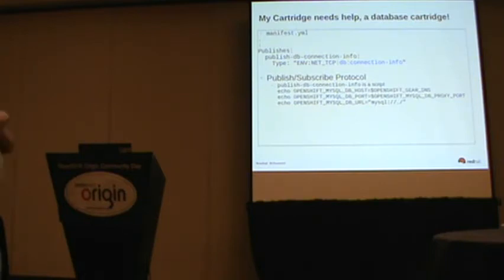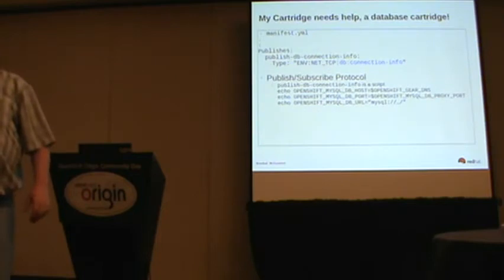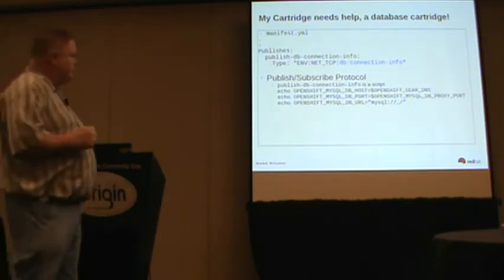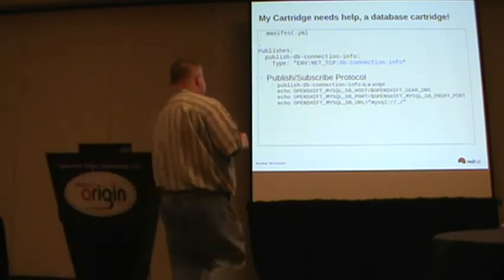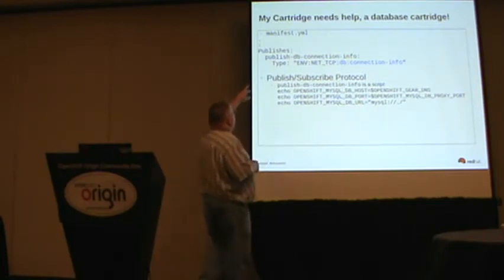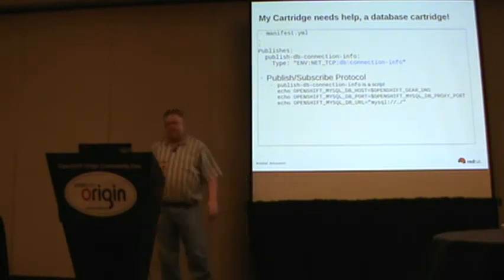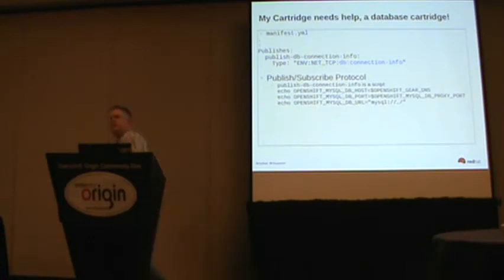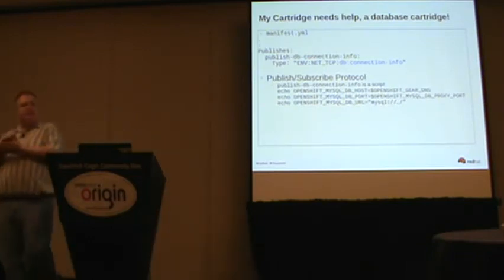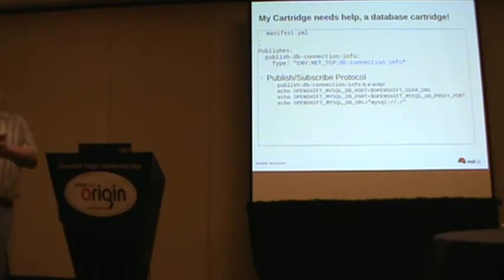We use a pub/sub model. The database cartridge has to be written to say, I want to publish some kind of information, and then we'll look on the other side, it's going to subscribe. When we publish, we have a type that's environment variables, that it's a network TCP, it's a database connection info. Then we're going to write a script called publish DB connection info.